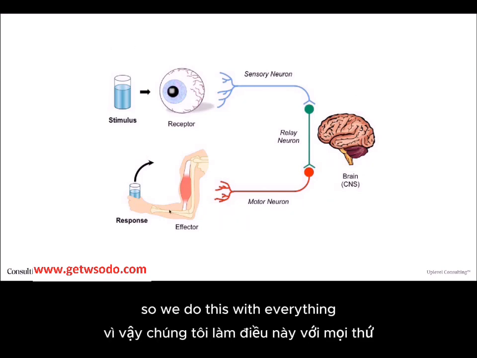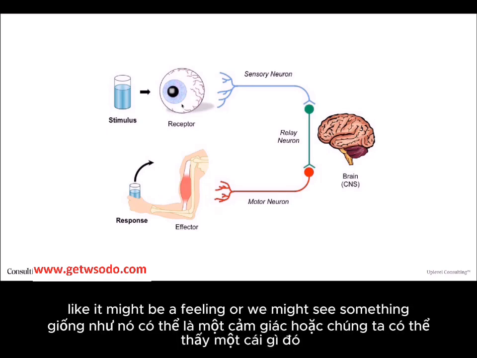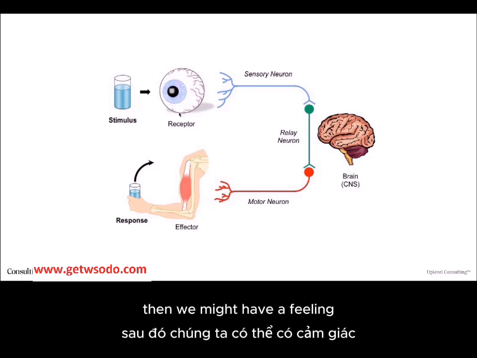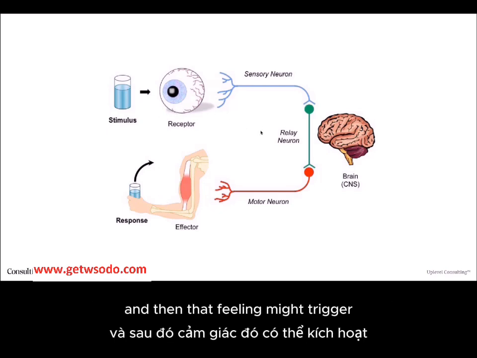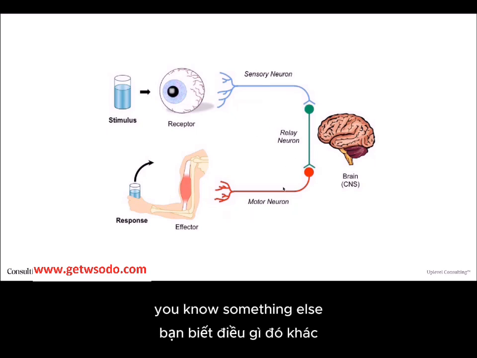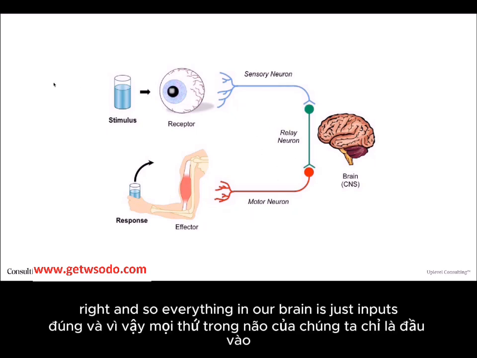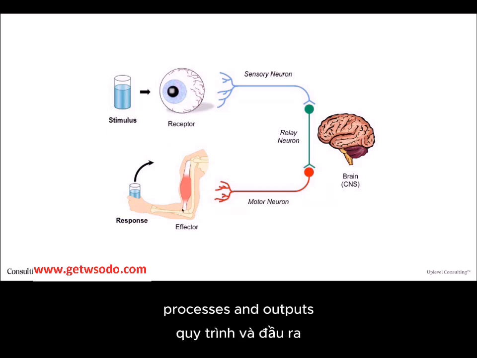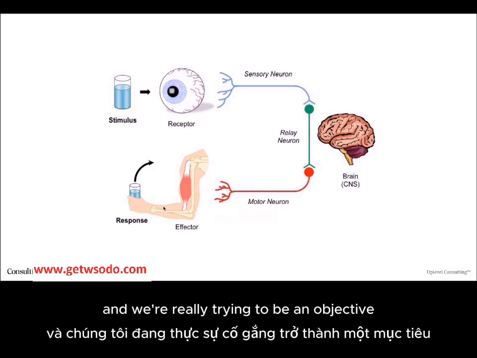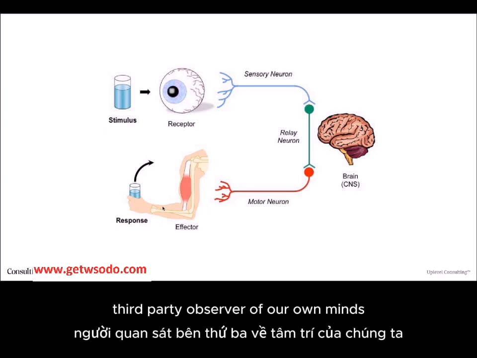So we do this with everything. Like it might be a feeling, or we might see something, then we might have a feeling, and then that feeling might trigger something else, right? And so everything in our brain is just inputs, processes, and outputs. And we're really trying to be an objective third-party observer of our own minds.